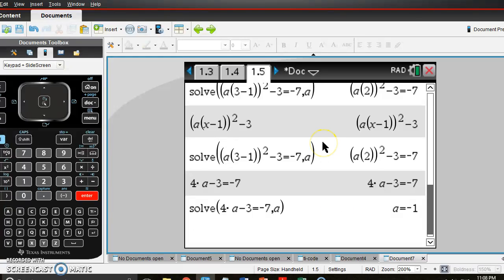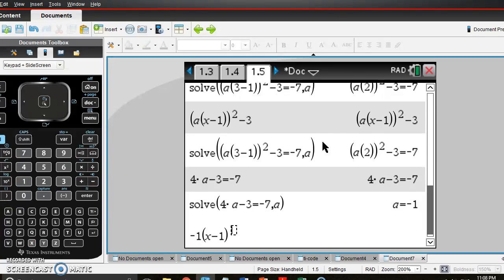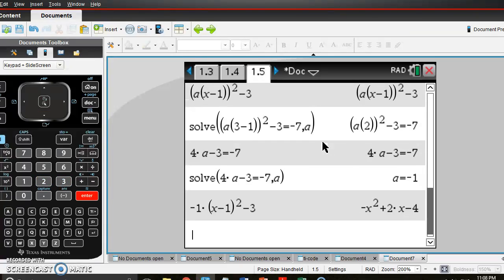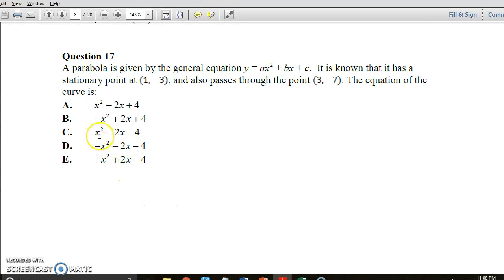So we're saying now we've got negative 1, open bracket, x minus 1, all squared, minus 3. So that's what I'm saying there, and there it puts it out for us: negative x squared plus 2x minus 4. That one there ends up being E. Maybe quicker to do by hand, but that's how you would do it on CAS.